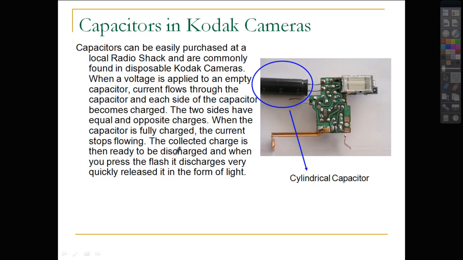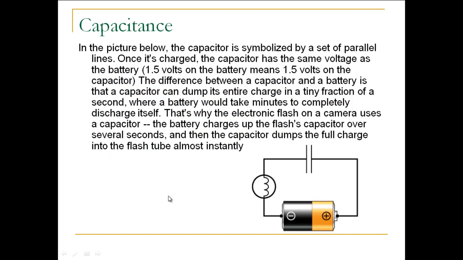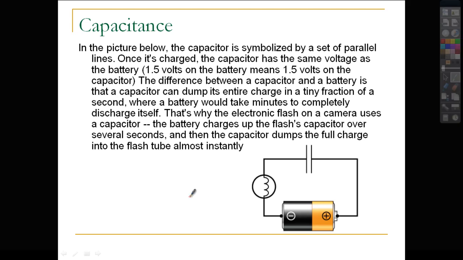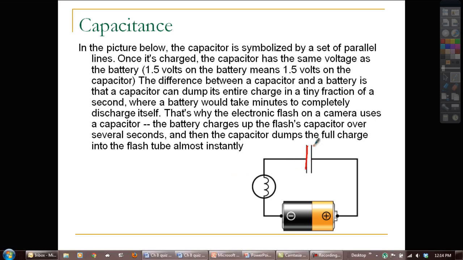So here's how flashes work in cameras. You can read this at your leisure. I'm trying to make this a little shorter for you. So I want to give you a little schematic on how a battery works. In the picture below, the capacitor is symbolized by a set of parallel lines. So these guys right here, it's parallel lines. And whenever we do get to circuits, remember this because we'll see capacitors in our different circuits.